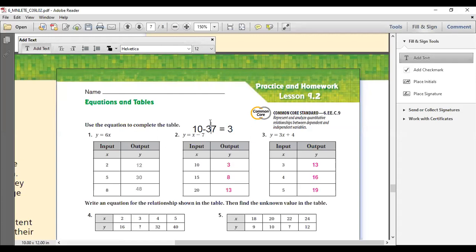Sorry, why did I write 37? Okay. 10 minus, it's not responding. I don't know why. Okay, so that's how you have got the answer. 10 minus 7 equals 3.